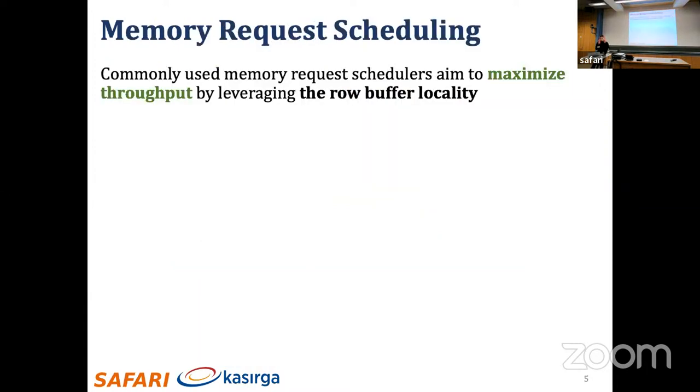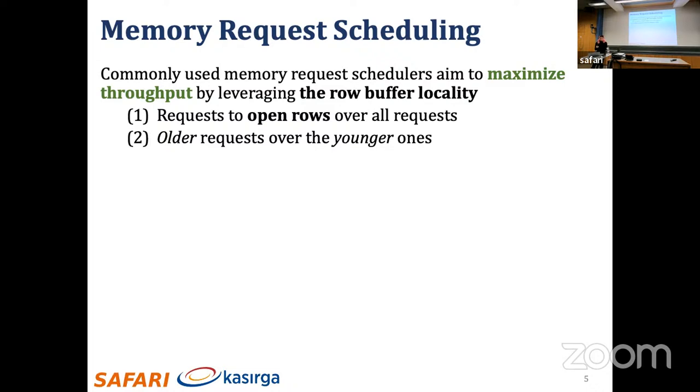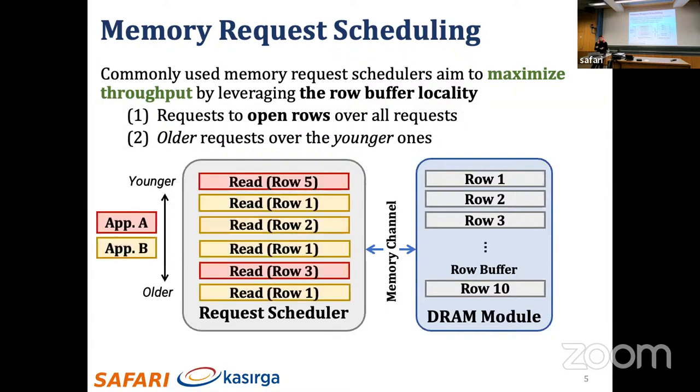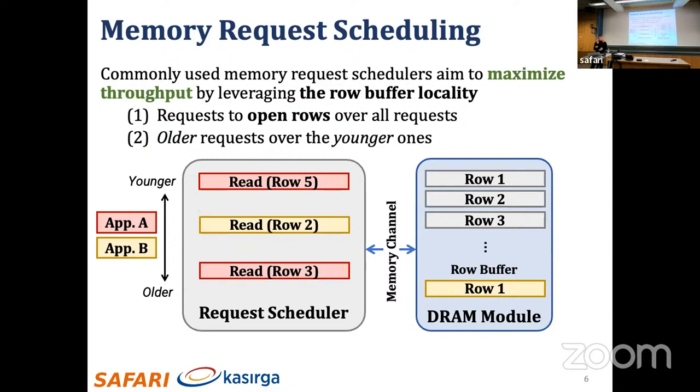and a request is served faster if the row is already in the row buffer. The memory request scheduler decides which request to schedule based on the current status of the DRAM. Commonly used memory request schedulers aim to maximize throughput by leveraging the row buffer. They prioritize requests to open rows over all other requests, and then older requests over the younger ones. Here I show a request scheduler with requests ordered in age order from two different applications. In the beginning, no row is open, so it first schedules the oldest request and brings row one to the row buffer. Other read requests to row one can be served quickly since the row is already open. Therefore, the scheduler schedules them next. Then, since there are no other requests to row one, it schedules the oldest request, which is a read to row three. Then it continues to schedule in the same order.